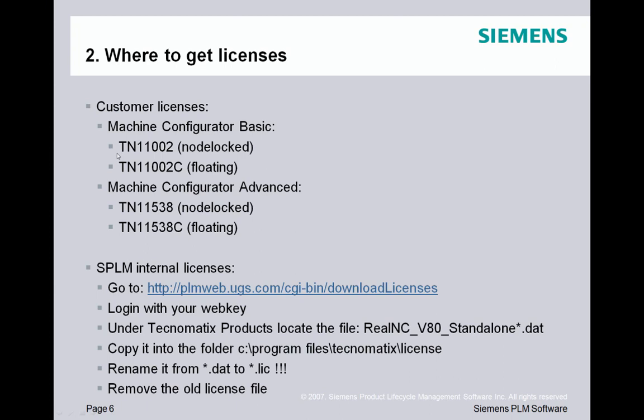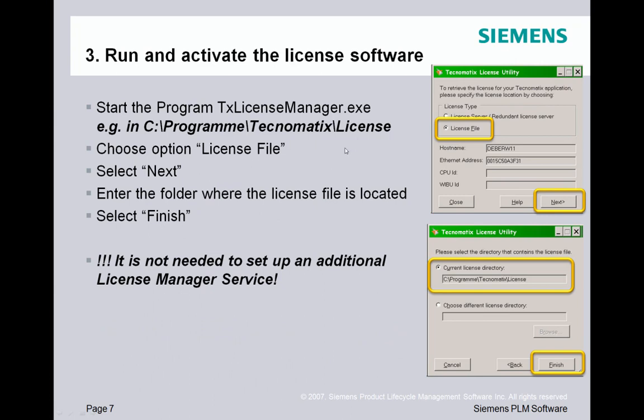If you want to request these licenses or the Machine Configurator Basic as a partner from your partner contact, these product numbers will be helpful. The basic version has these product numbers for node-locked and floating licenses, and the advanced version, the TN11538. For internal people, you can download licenses from this link and follow these instructions. Please make sure that you follow this renaming recommendation, otherwise it will not work.